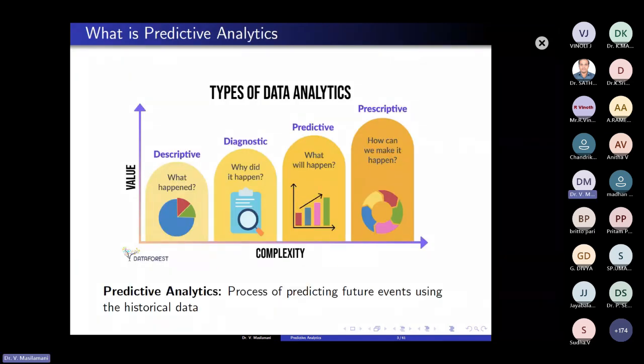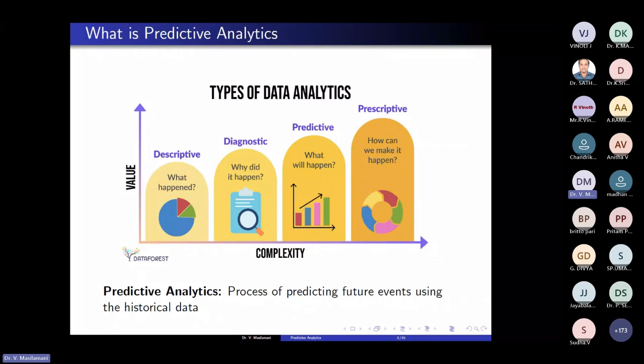Right. Let us start with what is predictive analytics. If you look at data analytics in general, there are many types of data analytics algorithms. One type is descriptive data analytics. The second one is diagnostic data analytics. The third one is predictive data analytics. The next one is prescriptive data analytics. And they are complex in the order in which I read.